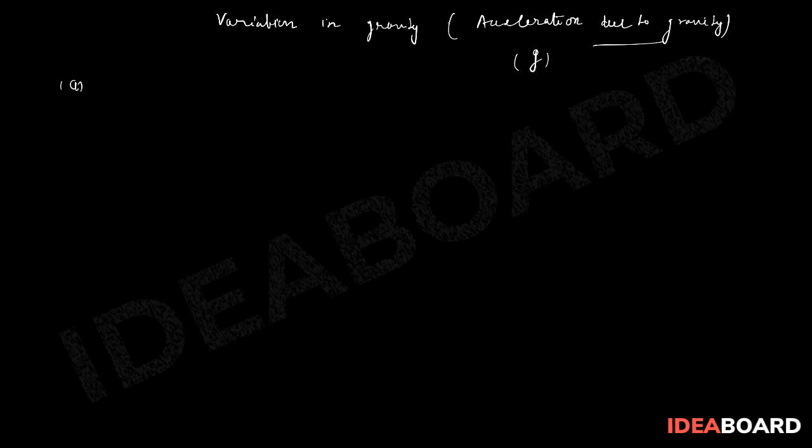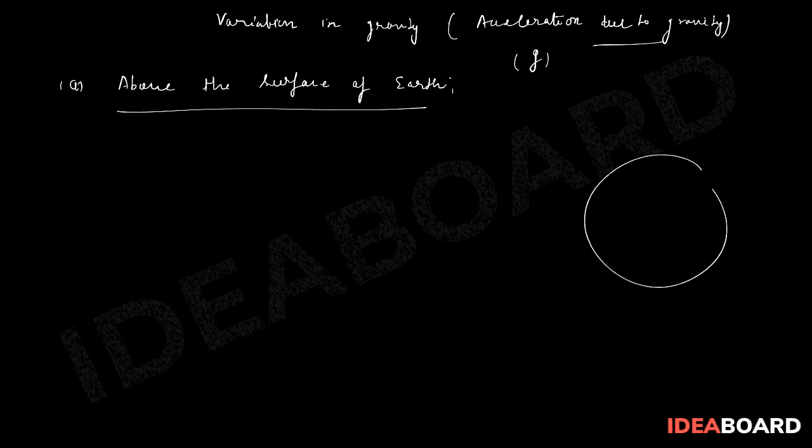First case is above the surface of earth. Let us assume this is our earth, which has mass Me, radius let's say R. Suppose there is a particle which is at height h above the surface of the earth. So this distance is h, mass is m. I wanted to know the acceleration due to gravity at this point P.